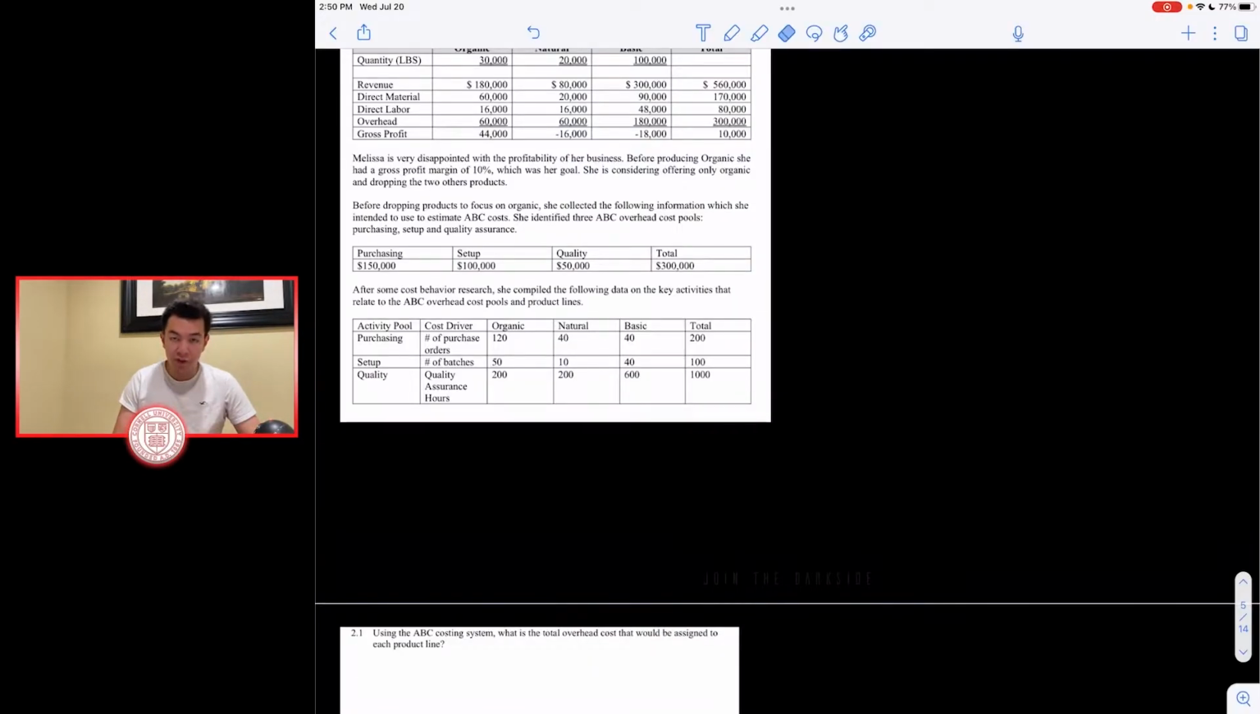So using the ABC costing system, what is the total overhead cost that will be assigned to each product line? To use the ABC costing system, we're not going to change the direct material or the direct labor cost. What we are going to change is the overhead cost. And this figure right here, this 300K, which was broken up by direct labor costs, or based on the proportion of direct labor costs, we'll be basing it off of quality, setup, and purchasing now instead of labor, right? Which should theoretically make it more accurate.